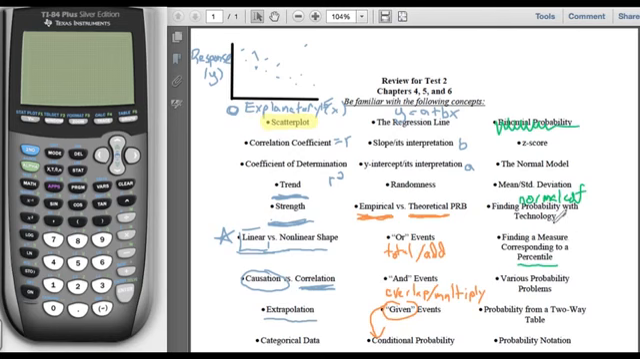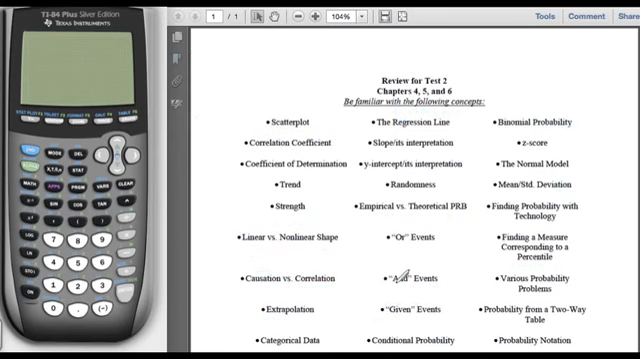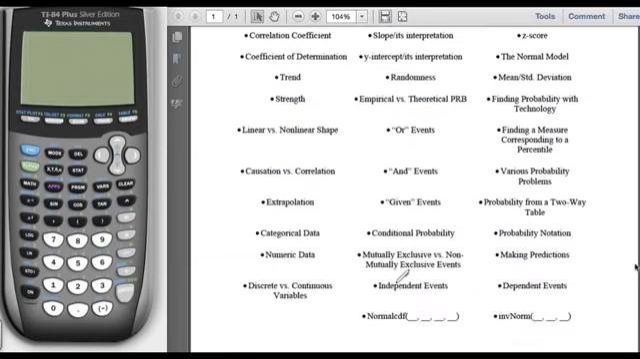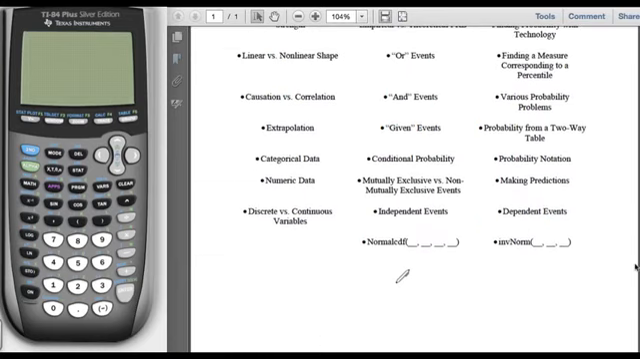Finding a measure corresponding to a percentile that refers to inverse norm on your calculator. Various probability problems, those go back to the chapter 5 videos, as does probability from a two-way table and probability notation. In the next few videos, you're going to see some examples of all of these.